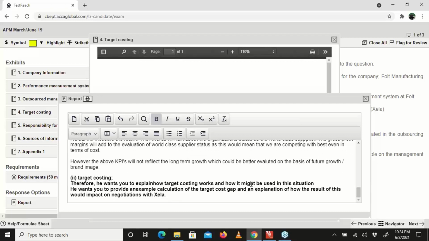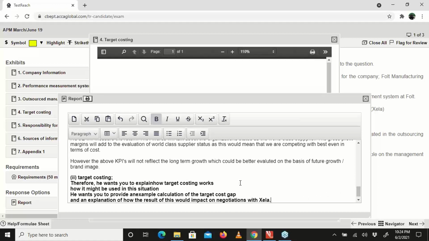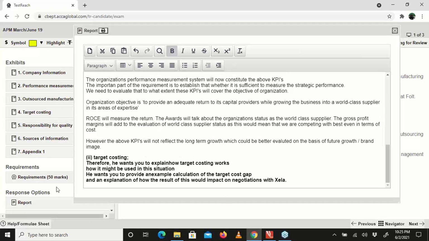So if I could summarize what I have gathered from here, he wants you to explain how target costing works. That's one thing. Also, he wants to know how it may be used in this situation. He wants an example of the target cost gap and an explanation about how the result of this would impact negotiations with Zela. Now, this is something that the examiner wants you to do.